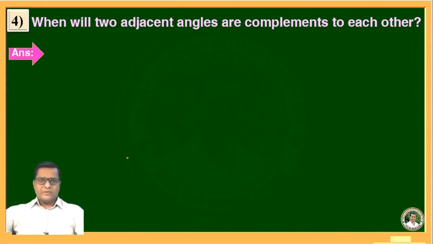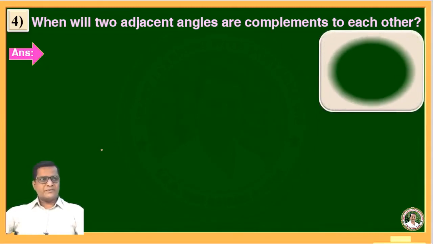The answer is, we know that adjacent angles. In adjacent angles, one vertex is common and one arm is also common. And is it possible that the measure of these two angles is 90 degrees? Yes, it is 90 degrees also and 180 degrees also, because in a linear pair these two angles are nothing but adjacent angles. Here we will explain this by using a figure.